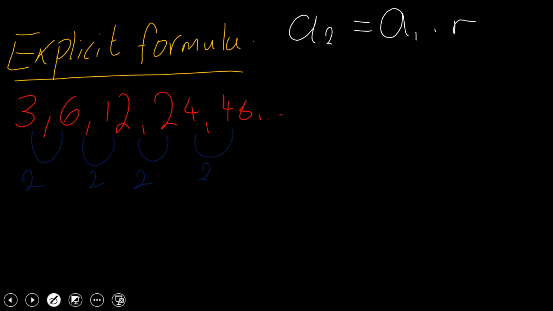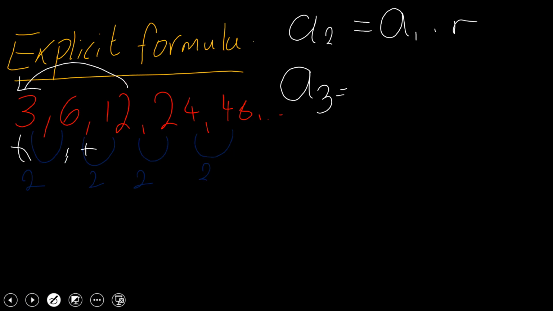I have to multiply the first term, 3 times 2 equals 6, and 6 times 2 is equal to 12. So the second term is the first term times r. And the third term, how can I find the third term? But here, not related to the previous one, like the recursive, where to find the third term I have to go back to the second term. Here, no. I want you to find the third term, but related to the first term.